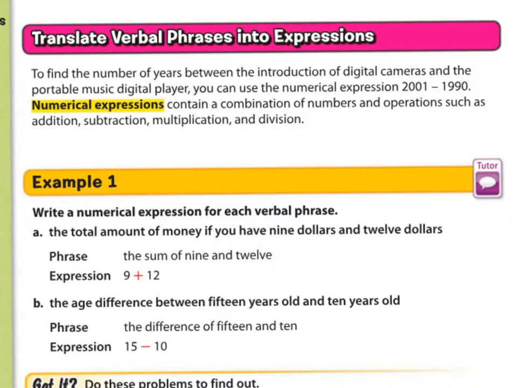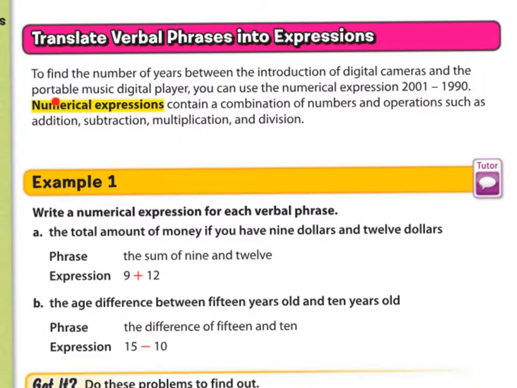Let's look at our key concept. Translate verbal phrases into expressions. To find the number of years between the introduction of digital cameras and the portable music digital player, you can use the numerical expression 2001 minus 1990. Numerical expressions contain a combination of numbers and operations such as addition, subtraction, multiplication, and division. So let's get familiar with these.